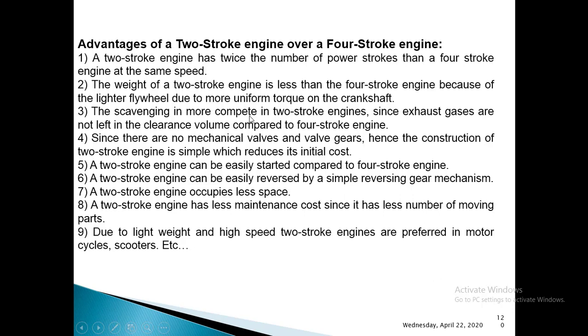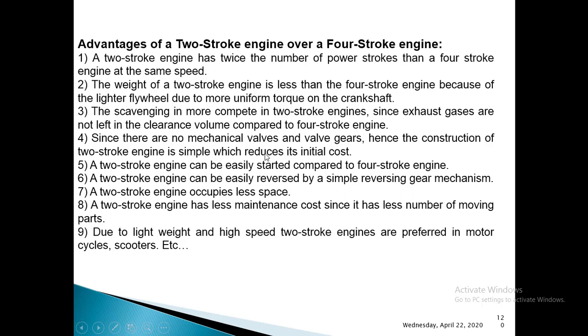Scavenging is more complete. I have missed it earlier. Scavenging is more complete in case of a 2-stroke engine. That means removal of exhaust gases from the engine cylinder is more complete in the 2-stroke engine when compared to the 4-stroke engine.